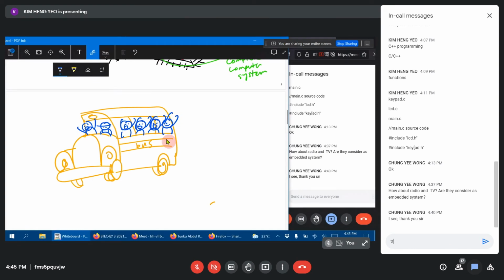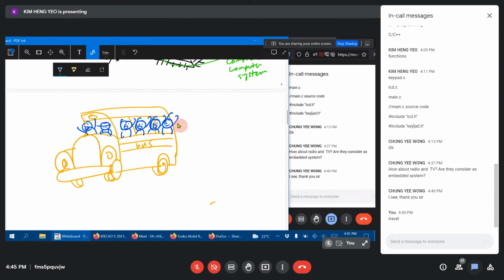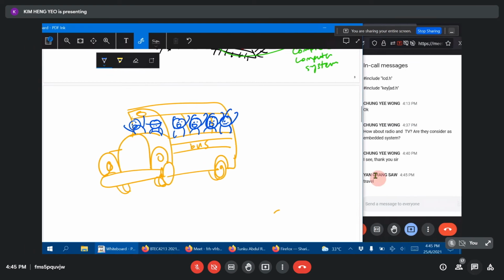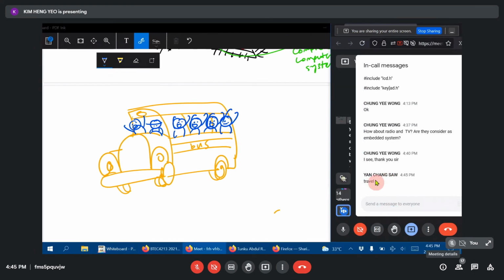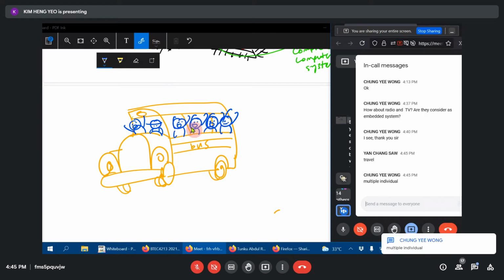You have a bus here. You have a lot of people inside. Why do they take a bus? Yeah, they are traveling. But what do they have in common? You can travel with a motorcycle. You can travel with a car. But why bus? Because there are a lot of people inside. So what do all of these people have in common besides traveling?